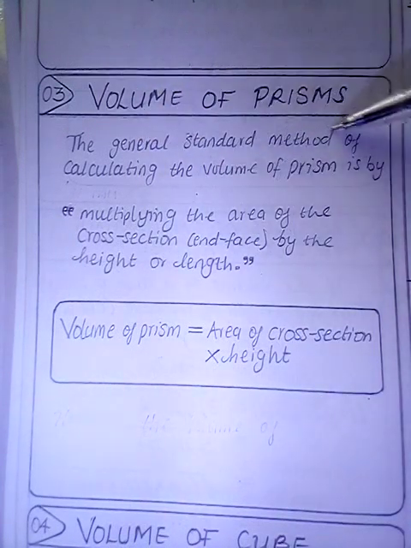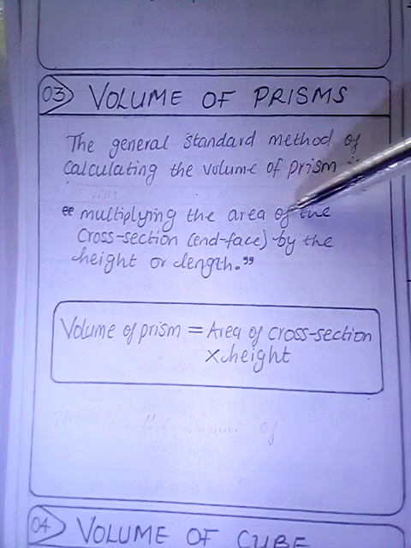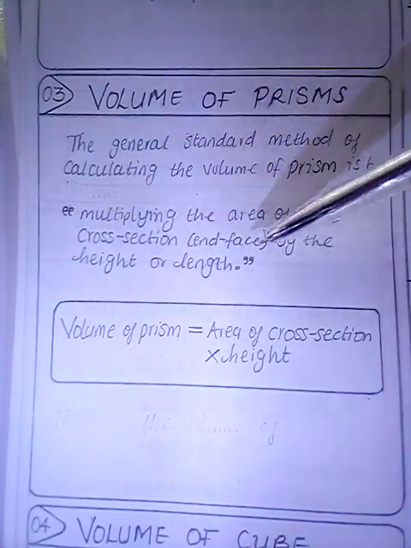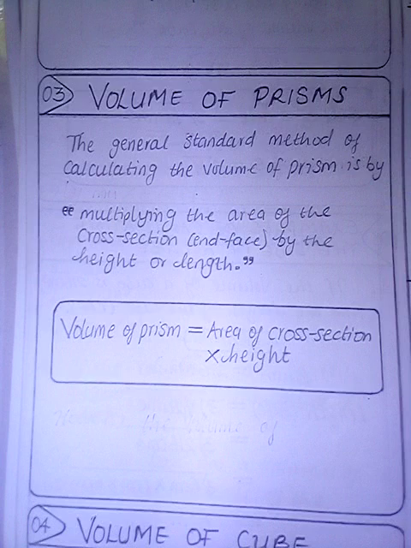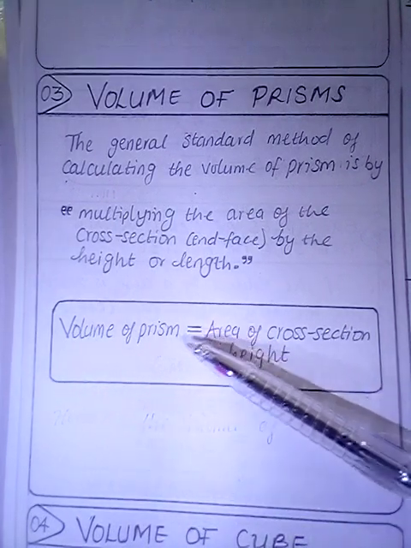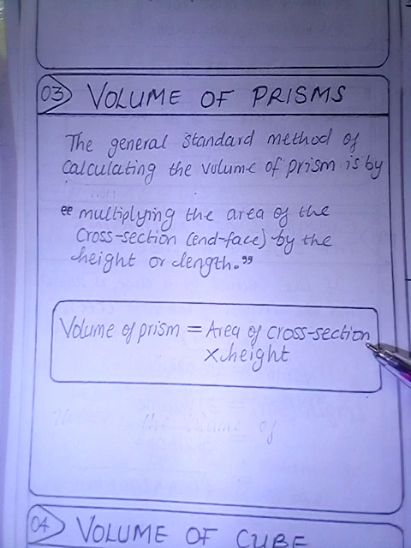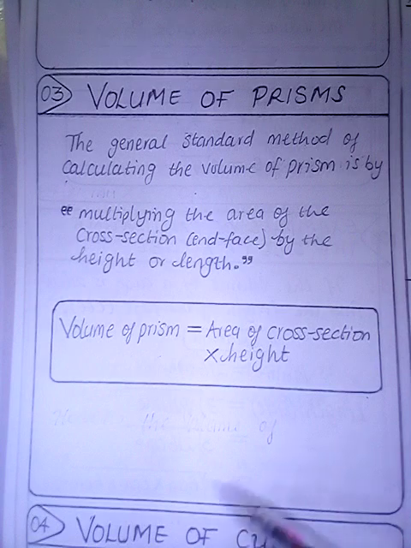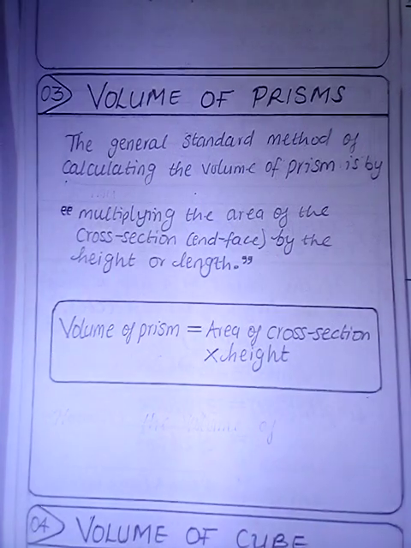Now, having known prisms, we can proceed to calculating the volume of prism. The general standard method of calculating the volume of prism is by multiplying the area of the cross section, which is the end side, by the height or length of the prism. This is given as: volume of prism is equal to area of cross section, which could be square, rectangle, trapezium or any other plane shape, times the height or the length of the prism.